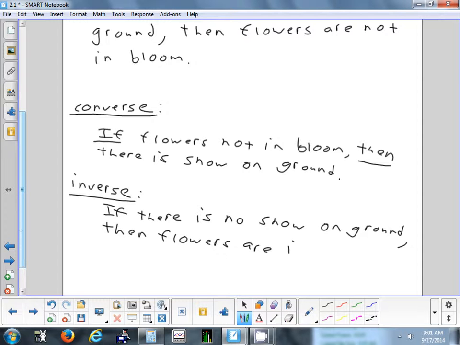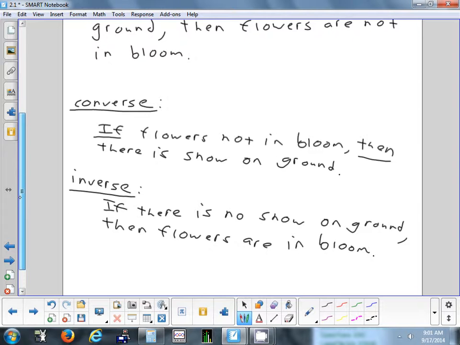Are in bloom. We're not debating whether or not these sentences are true or false. We're just finding the inverse, the converse, the contrapositive. Yeah? There's another way of writing that one.